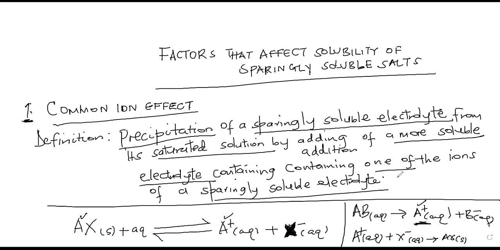So here we normally explain some observations. Let's have a look at some of them, but you must get the definition with you. You precipitate back a sparingly soluble electrolyte by adding a more soluble electrolyte that has one of the ions of the sparingly soluble salt. So basically, let's see one of the explanations.